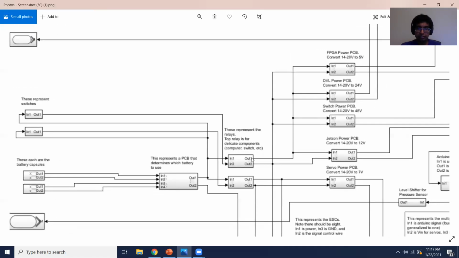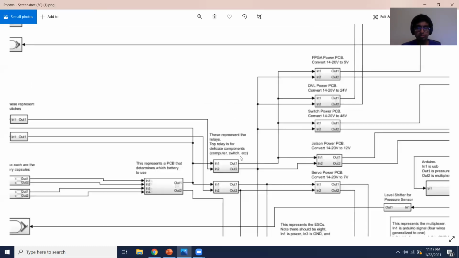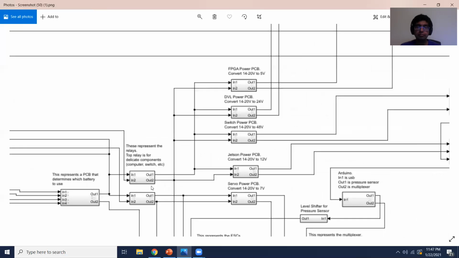Okay, so that's the relays. Assuming that the switches are on, power is being applied, which means the robot's on. We now go into the actual power converters themselves.